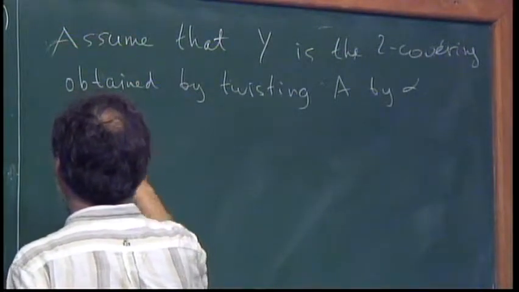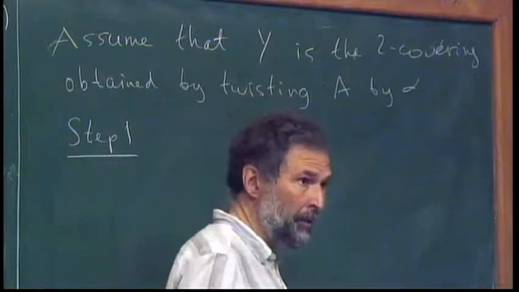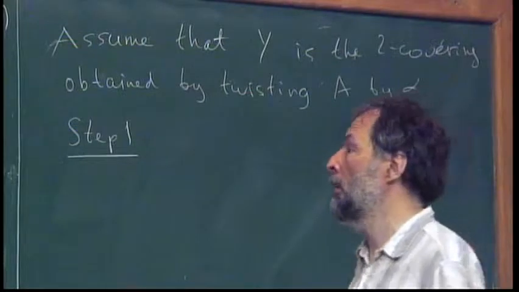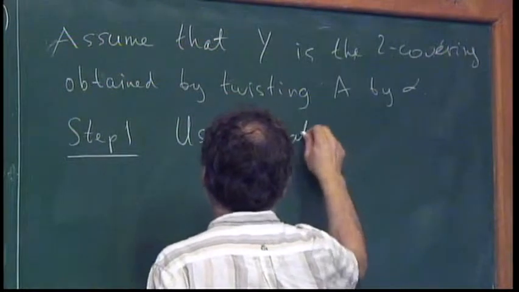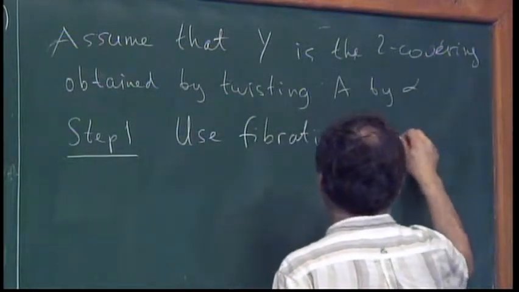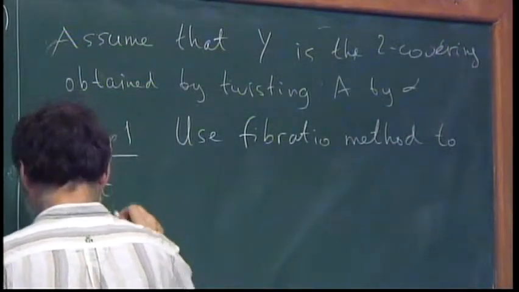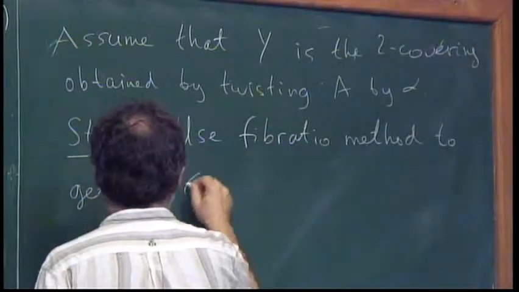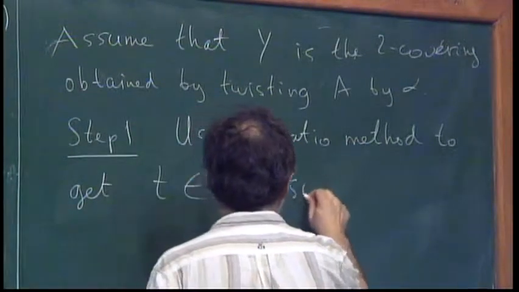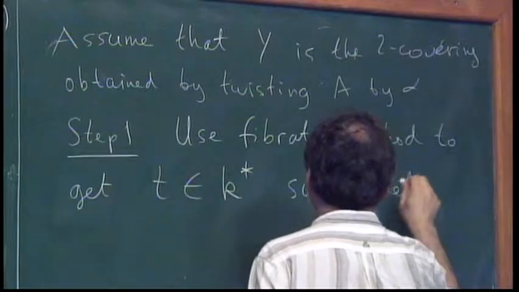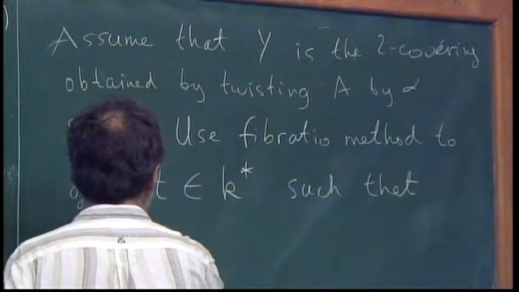So there's step 1, which is an instance of the fibration method, actually something which was mentioned by Olivier. So use the fibration method to get some elements t in T such that the quadratic twist of Y by t is everywhere locally soluble.